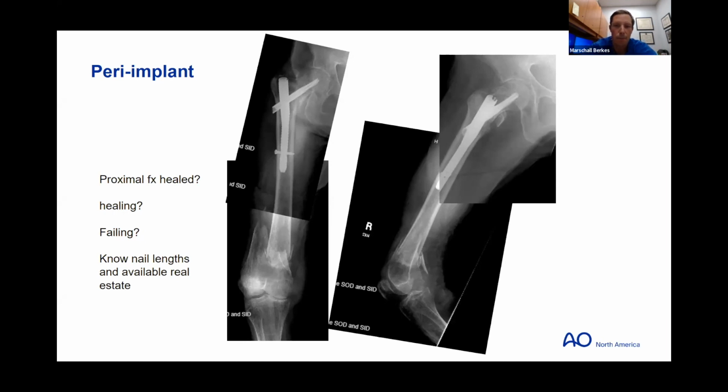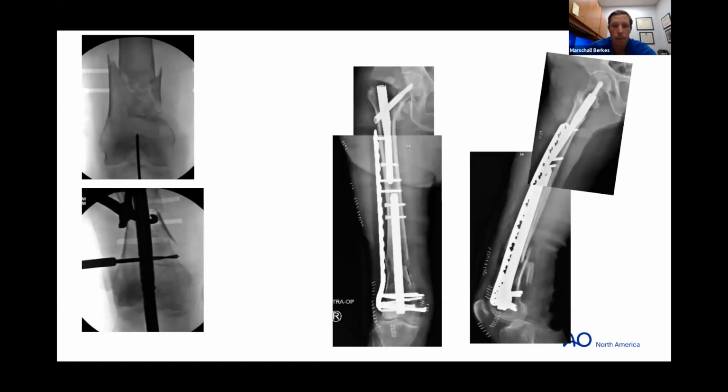All the manufacturers make these short retrograde nails of various lengths. So just depending on what vendor it is, you have to know those lengths if the technique is going to be doable. So this is just this case here.